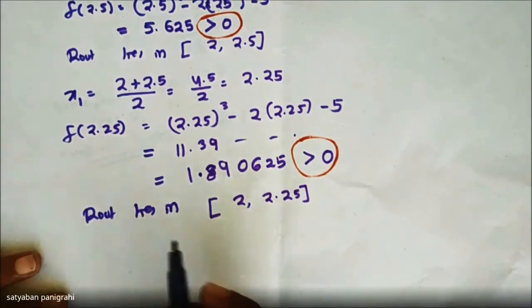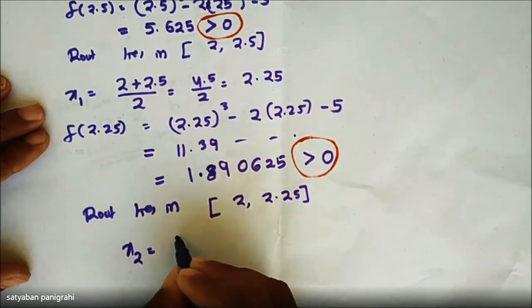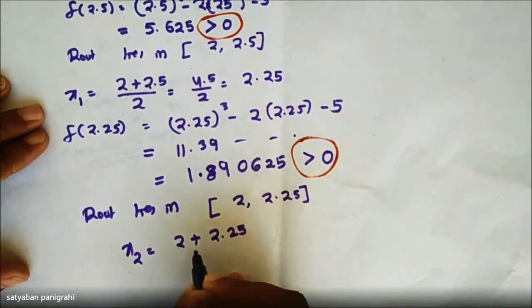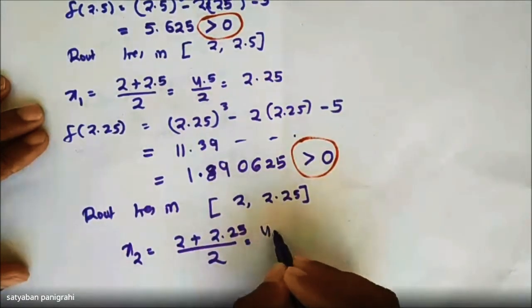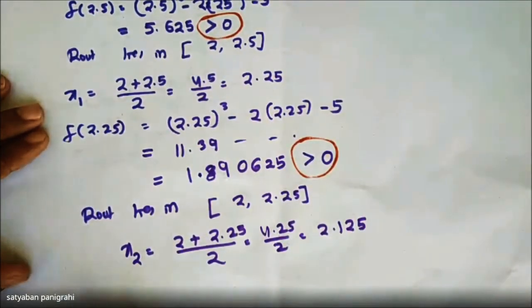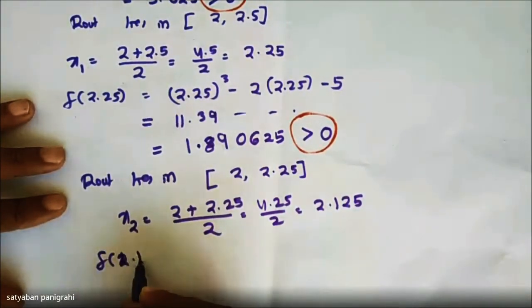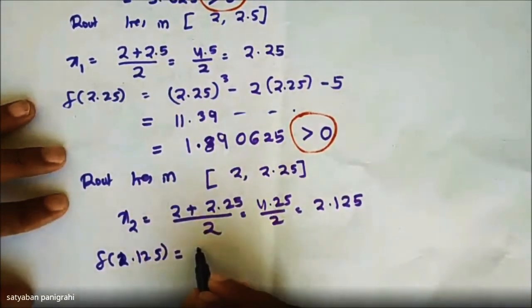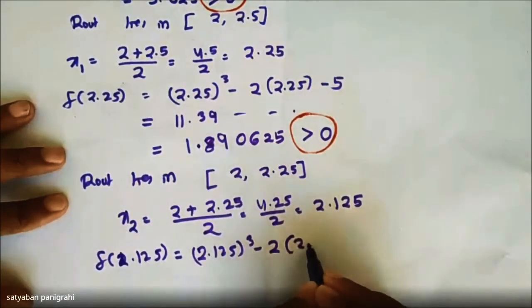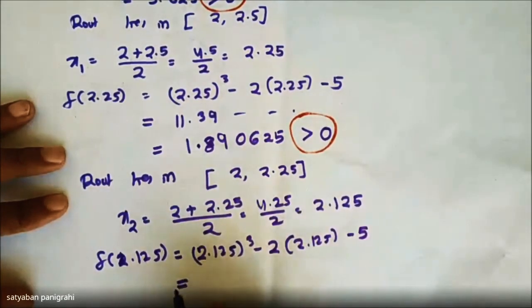Now x1 is done. Next compute x2. x2 equal to 2 plus 2.25 divided by 2, 4.25 divided by 2, that is 2.125. Now compute f of x2. f of 2.125: just compute 2.125 whole cube minus 2 into 2.125, then minus 5. Just please tell what is the value.